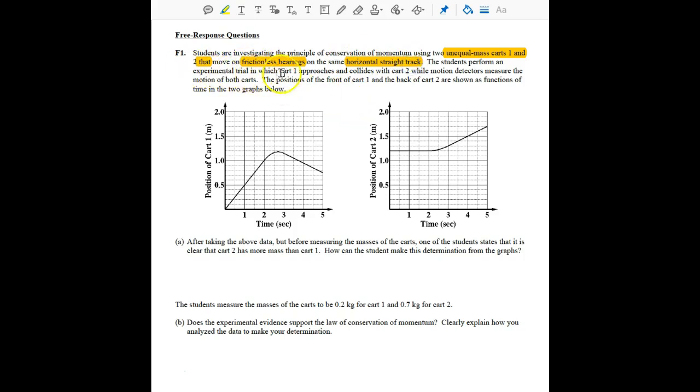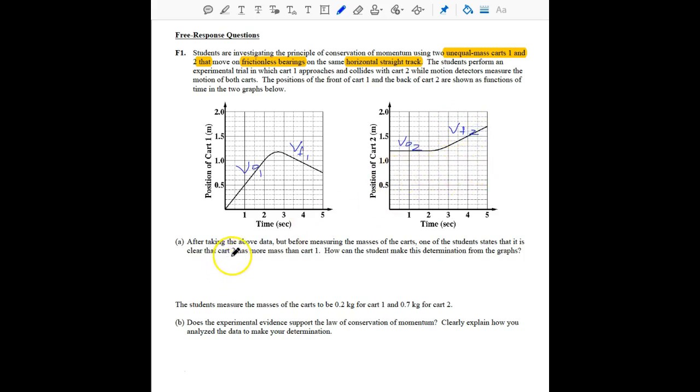They perform an experiment in a trial in which cart one collides with cart two, and they have motion detectors measure the motion. So the positions of cart 1 and cart 2 are shown as functions of time in the two graphs that you see below. On the position versus time graph, this would be the original velocity of cart 1, and this would be the final velocity of cart 1. Then over here, this is the original velocity of cart 2 and the final velocity of cart 2.